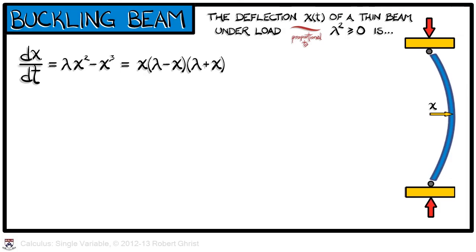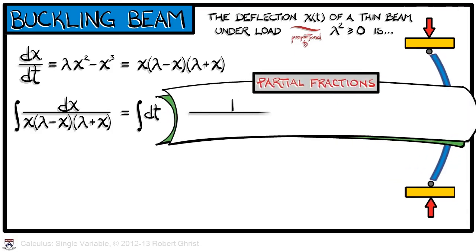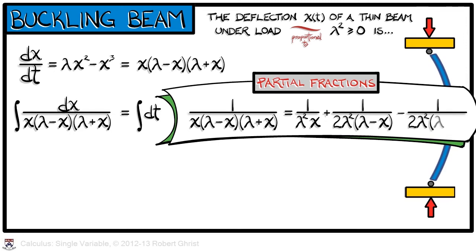We can factor that as x times lambda minus x times lambda plus x. And now, applying the separation method, we get on the left dx over x times lambda minus x times lambda plus x. On the right, dt. Integrating both sides prompts the use of a partial fractions method. I'll leave it to you to show that the coefficients in front of the terms are, respectively, 1 over lambda squared, 1 over 2 lambda squared, and negative 1 over 2 lambda squared.